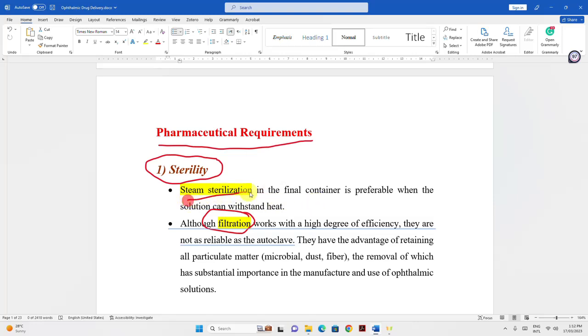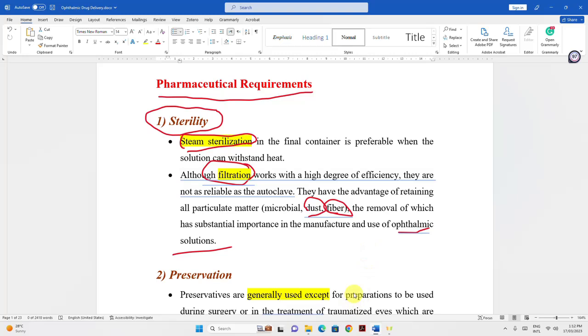Okay, it has an advantage over steam sterilization in that it not only removes microorganisms, but it will also remove dust fibers in the solution. And you know that removing these debris or these materials is important in ophthalmic solutions. So this is the advantage if I'm using filtration for the purpose of removing microorganisms and rendering the solution sterile.